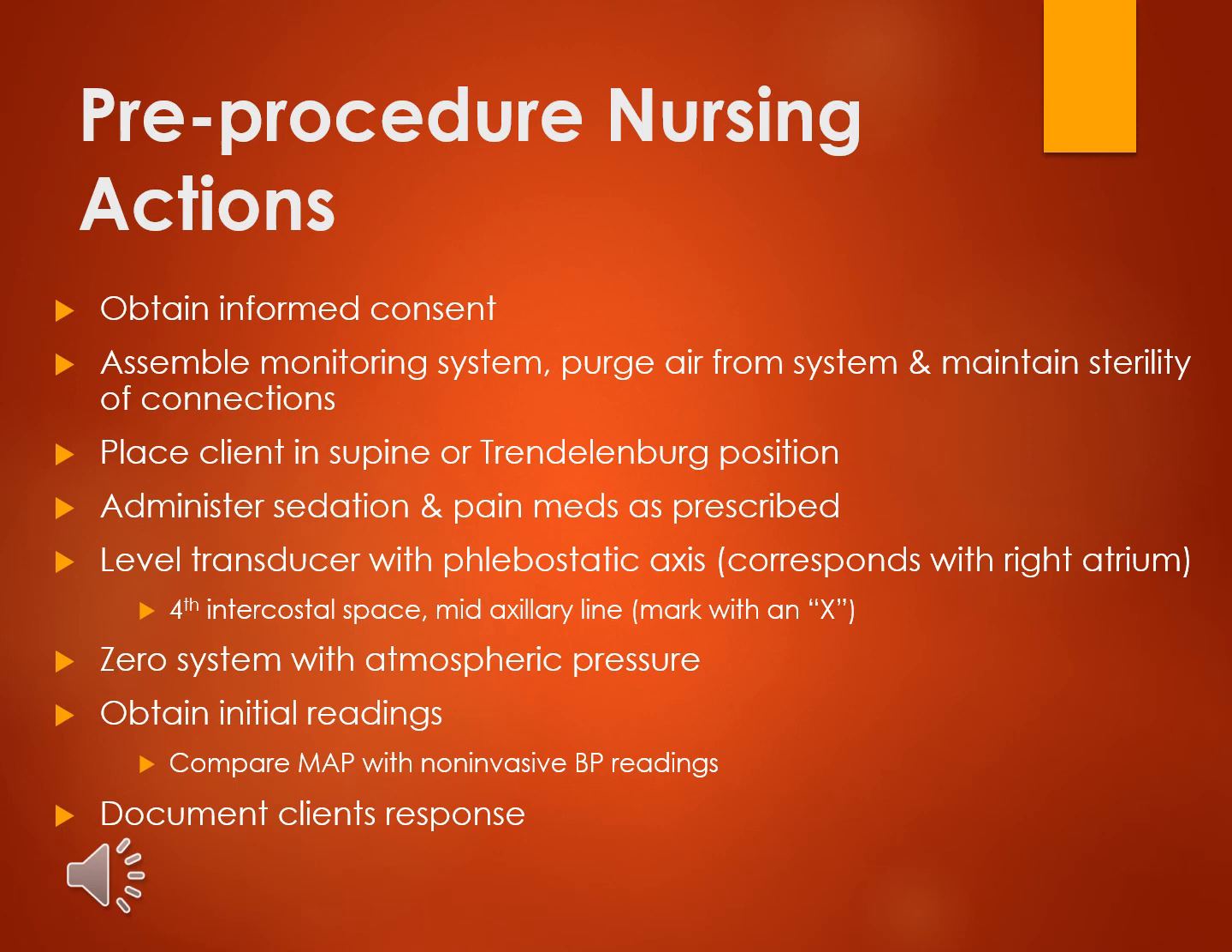The level of the transducer needs to be equal with the phlebostatic access, which corresponds with the right atrium. That's the fourth intercostal space, mid-axillary line. We'll make a mark there. And when we have our guest speaker next week, he'll teach us a little bit more about that.